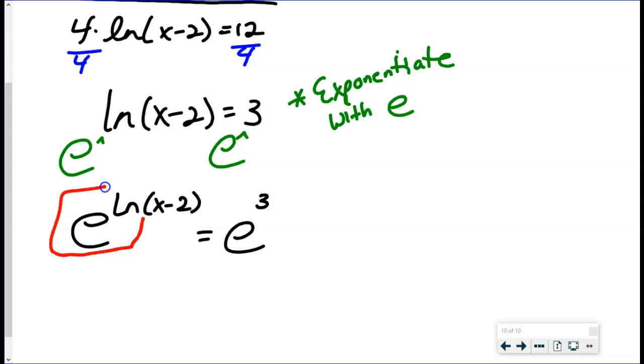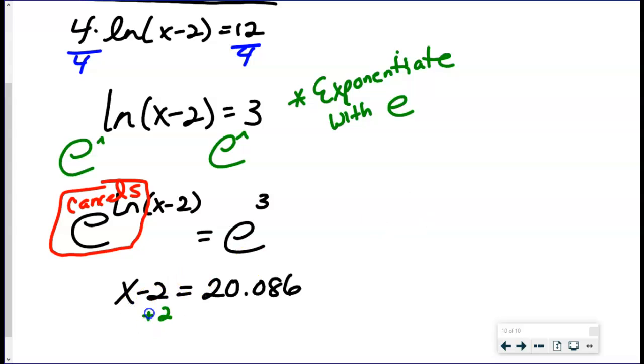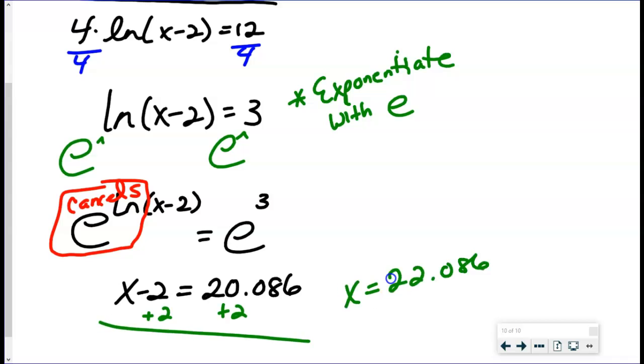Again, you're going to see some cancellation here. And that means the x minus 2 drops down. And then e to the third power is something I need to type on my calculator. It's like 20.086. I'm looking at my key right now. And then final step is we're going to add 2. So, final answer, 22.086. Again, these don't always come out pretty, and that's okay. Sometimes they're really weird answers, especially if you have a base like e, an irrational number.